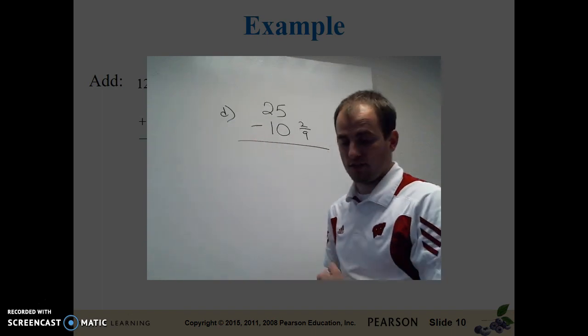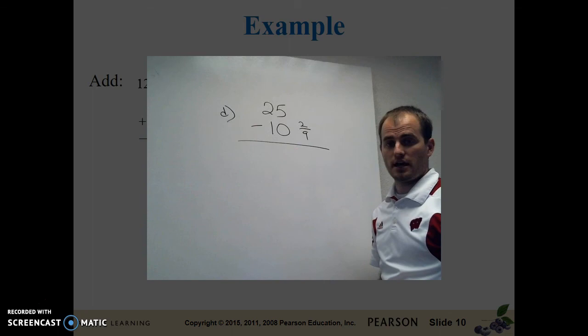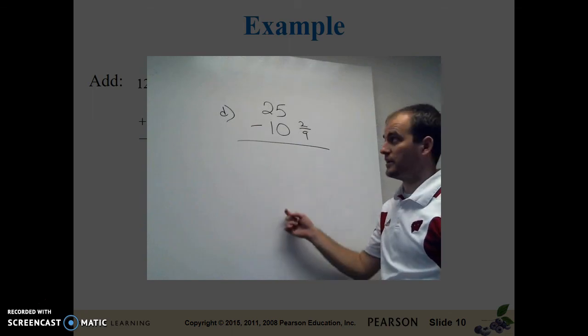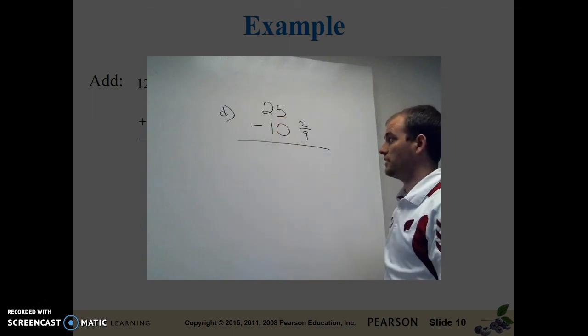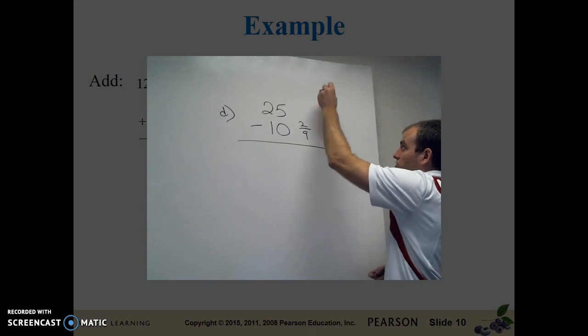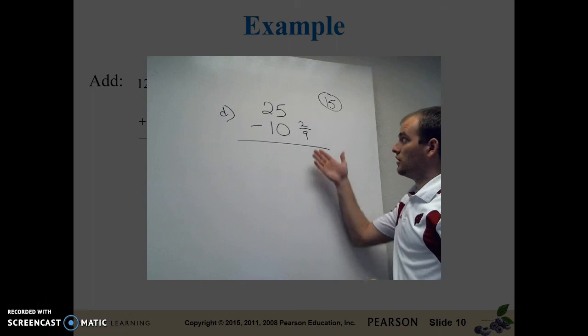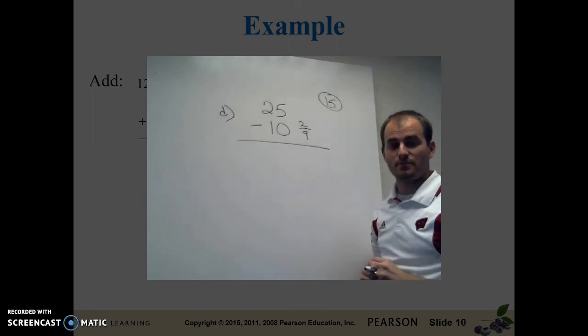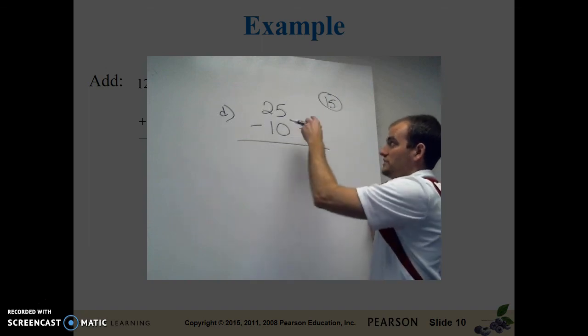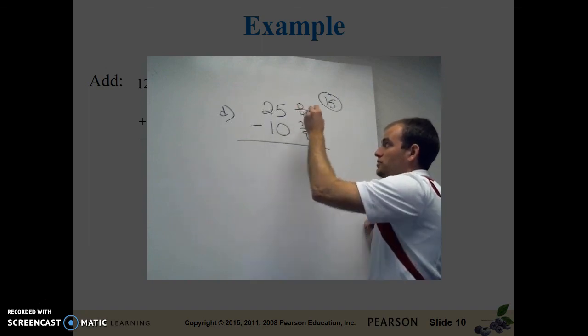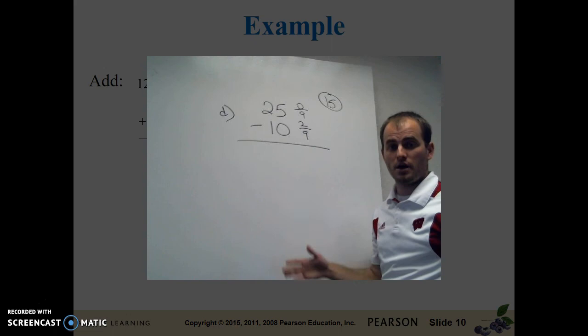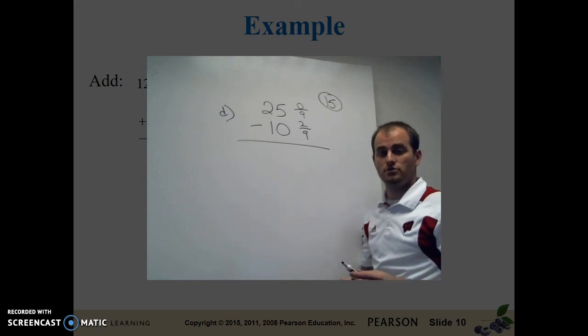Letter D says 25 minus 10 2/9. If you do the estimate on this one, it would be 25 minus 10, which is 15. We should get an answer around 15. That's what our estimate says. To subtract mixed numbers, you first subtract the fraction part. Well, this one doesn't have a fraction part, which means it's 0/9. We can't do 0/9 minus 2/9.